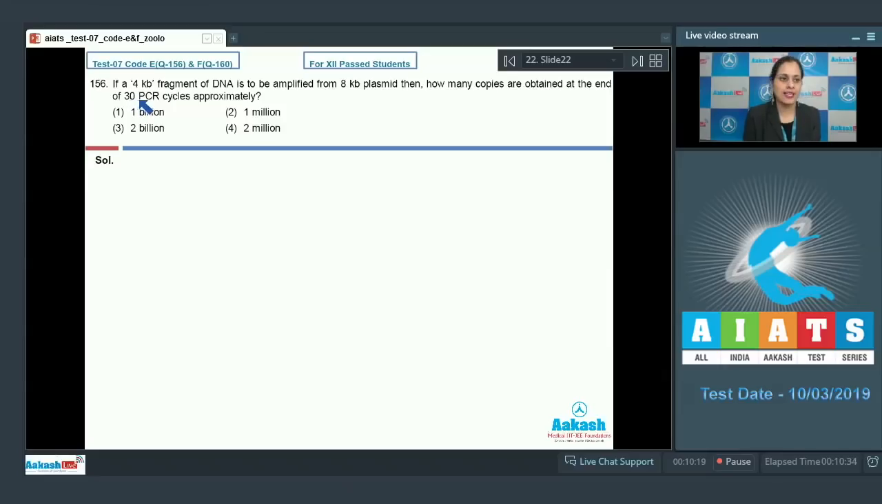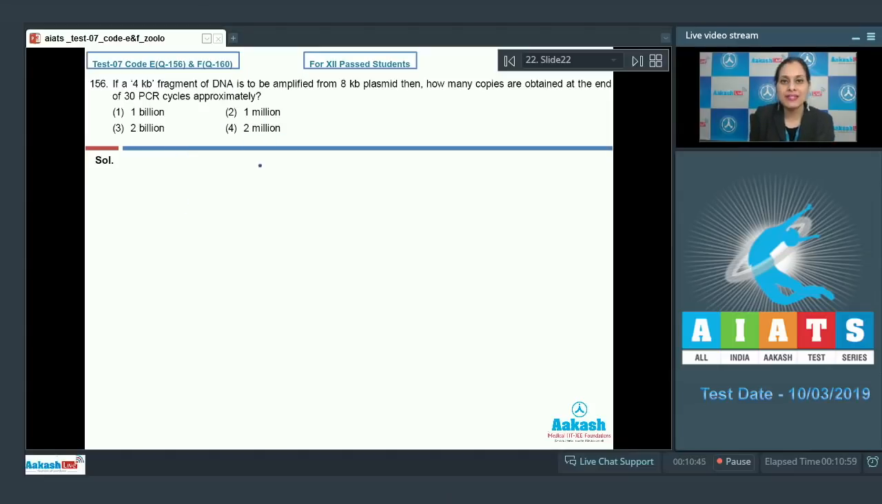Question number 156. If a 4 kilo base pair fragment of DNA is to be amplified from an 8 kilo base pair plasmid, then how many copies are obtained at the end of 30 PCR cycles approximately? And the options are 1 billion, 1 million, 2 billion and 2 million.